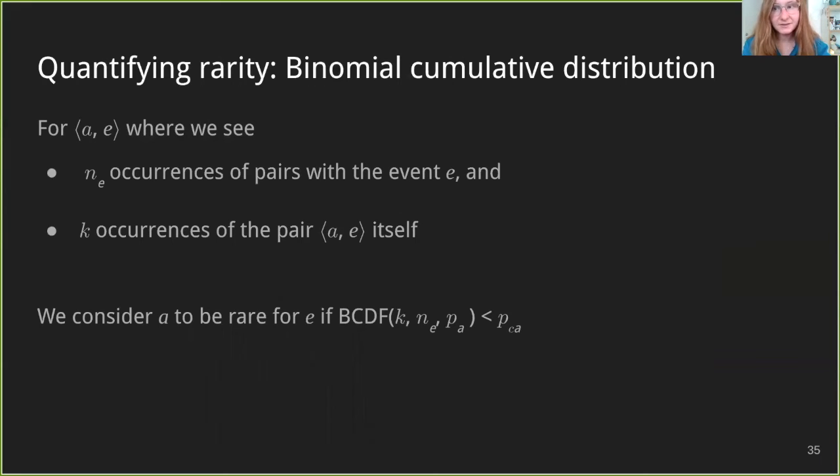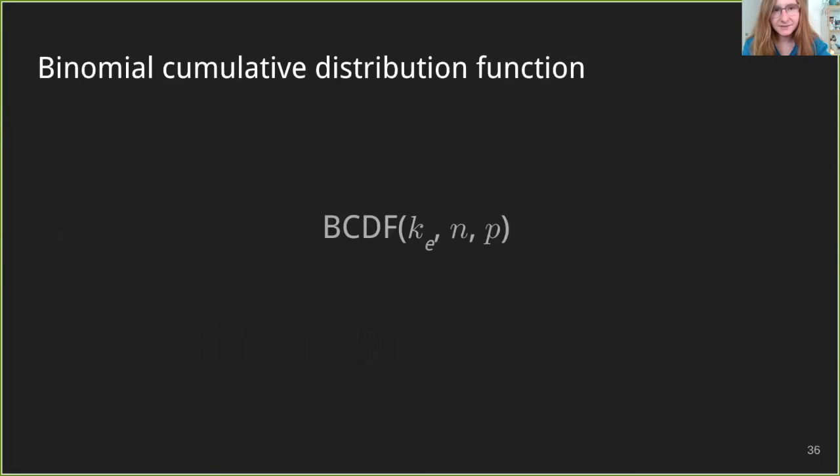We compute rarity using the binomial cumulative distribution. For an access path A_E, where we see N_E occurrences of pairs that have the same event E and K occurrences of that specific pair, then we consider A to be rare for E if the following formula is true. We're going to break this down into its component parts.